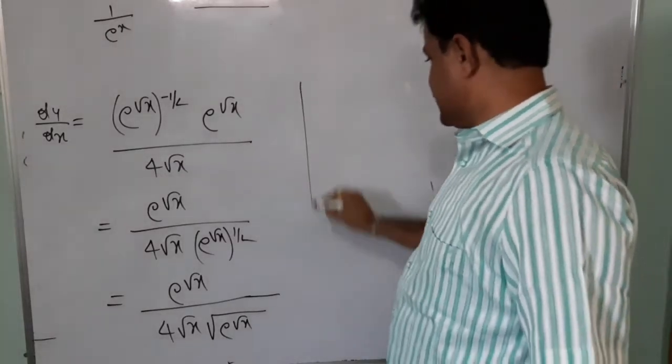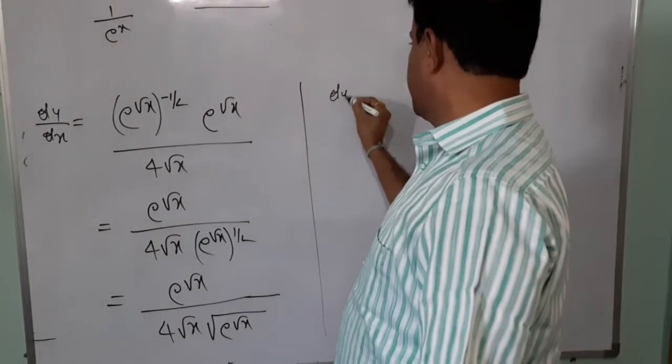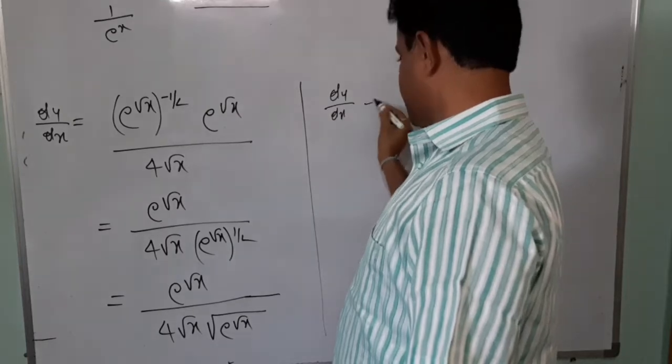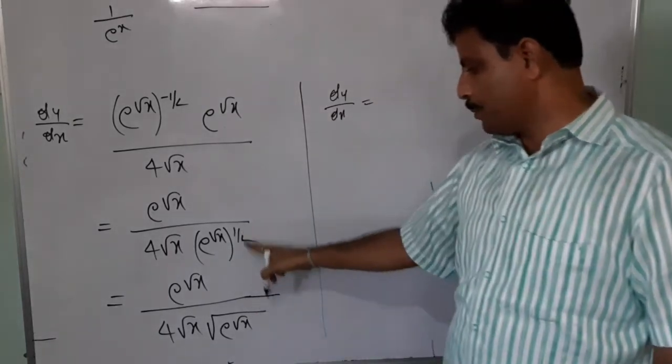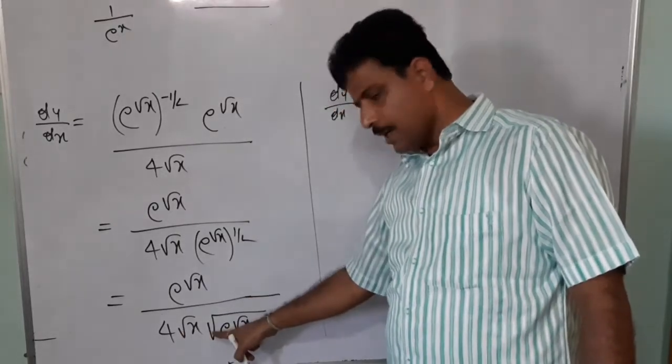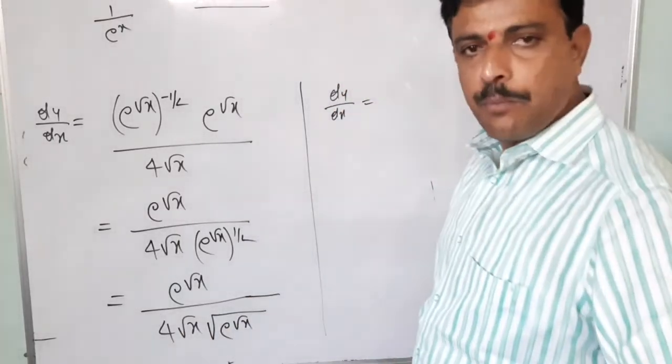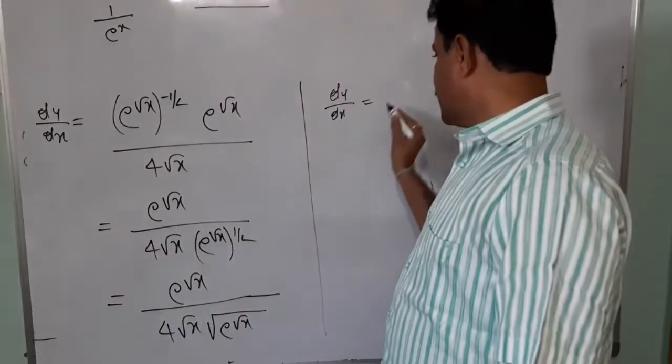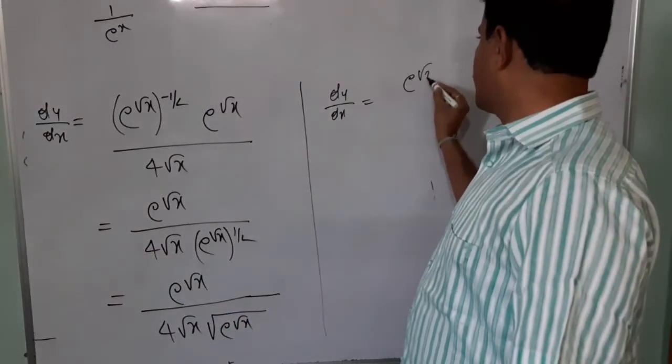So then dy by dx is equal to, the differentiation of 1 by 2 can be written as square root. So you see here order is 2, here order is 2. When the order is the same, you can multiply. dy by dx is equal to e to the power of root x.